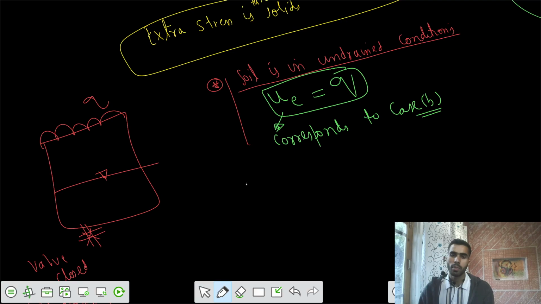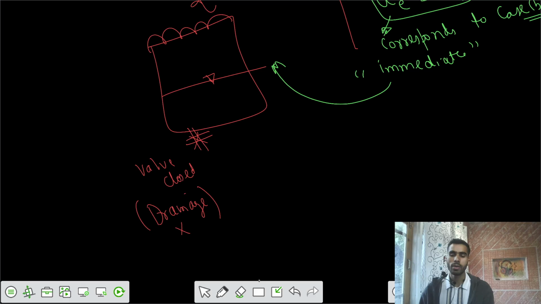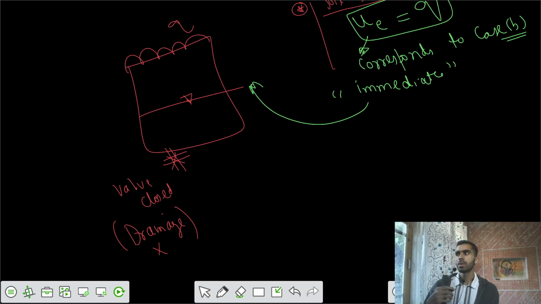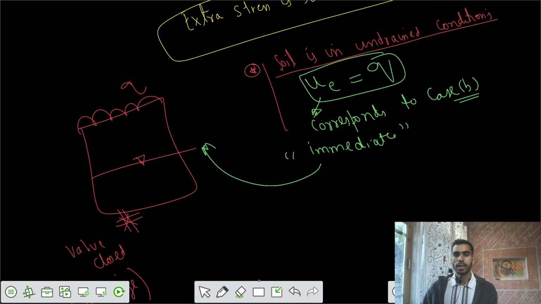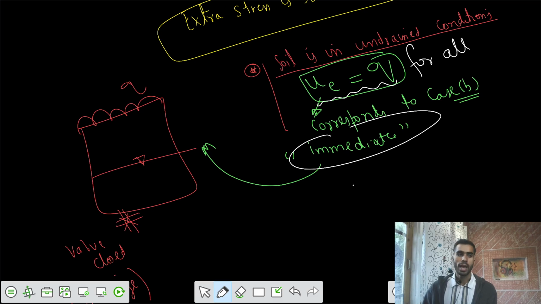It's talking about the immediate condition. It's similar to if I'm not allowing drainage for a very, very long time, if I'm going to keep the valve closed for a large amount of time. That means it's similar to the immediate case. That means for all time your excess pore water pressure would be equal to the surcharge Q. For all time, I would write.